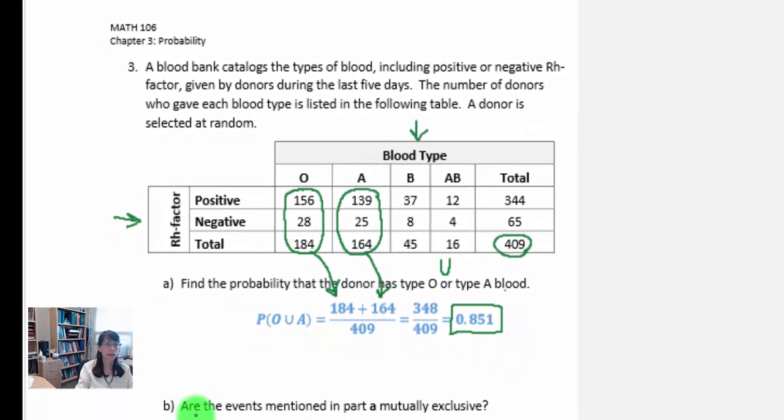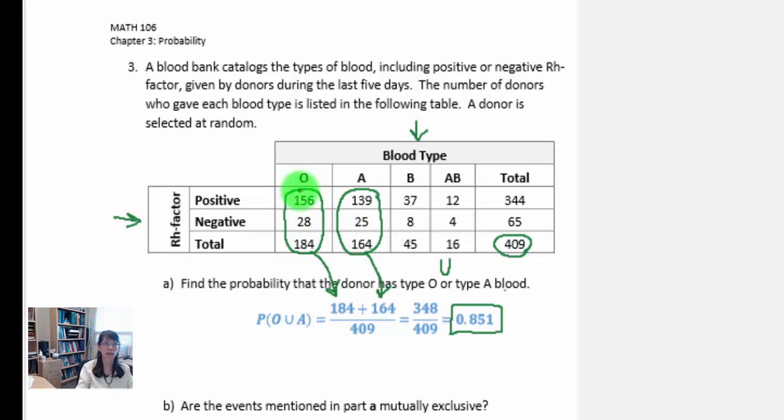Part B is asking if the events mentioned in Part A are mutually exclusive. To be mutually exclusive, that means the events do not share any information. So there should be no intersection. So looking back at where I've circled the values for event O and event A, you can see that none of those values are overlapping.